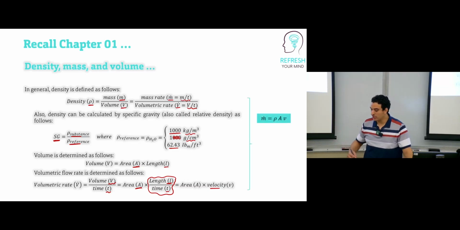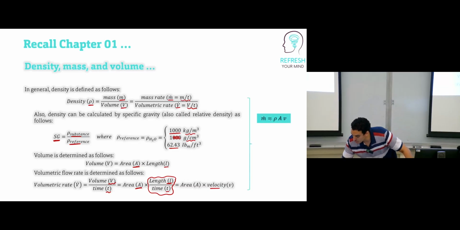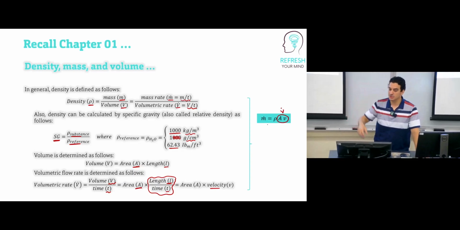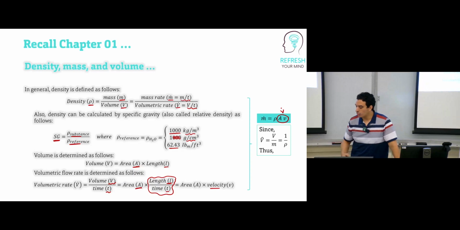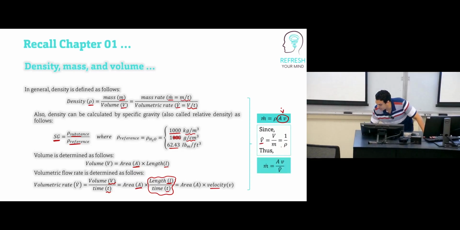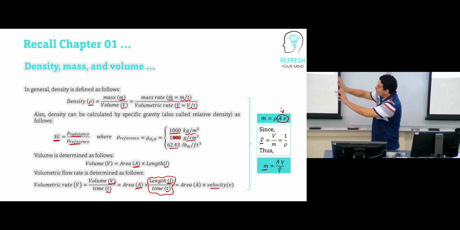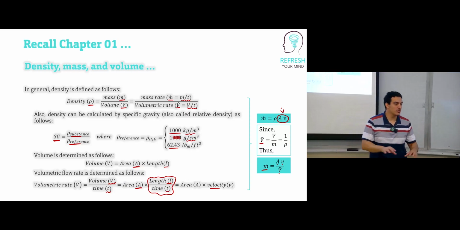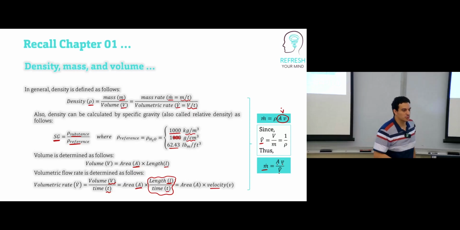Sometimes you need to calculate mass flow rate in the equations. Mass flow rate is density times volumetric flow rate, and volumetric flow rate is area times velocity. Okay? Or sometimes we have the specific volume, which is volume divided by mass, or the reciprocal of the density. So mass flow rate is area times velocity divided by the specific volume.